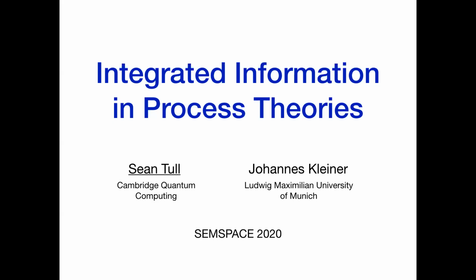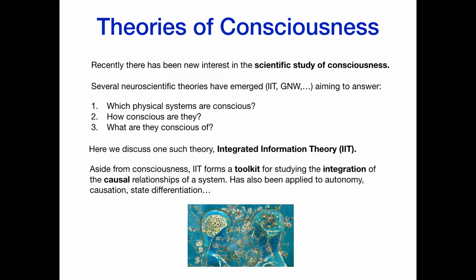So I'm going to be talking about joint work with Johannes Kleiner, looking at a theory of consciousness called integrated information theory, and how we can study this thing categorically. While the study may have been somewhat on the fringes of science over a lot of the 20th century, recently there's been quite a bit of new interest in trying to study consciousness scientifically, mainly coming from neuroscience. And there's been a few different theories that have emerged.